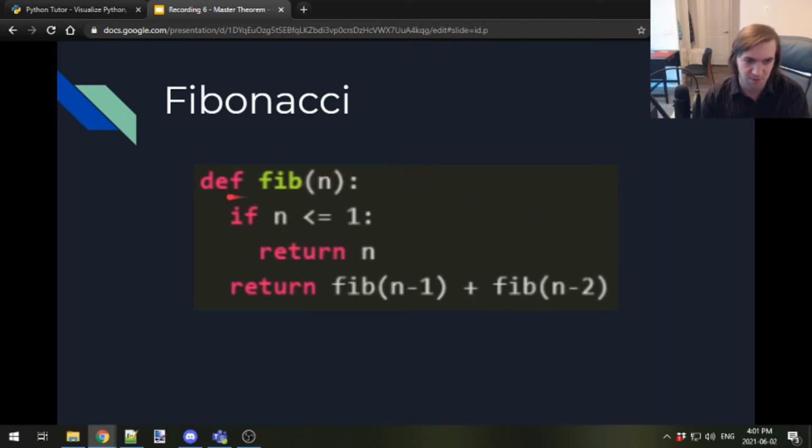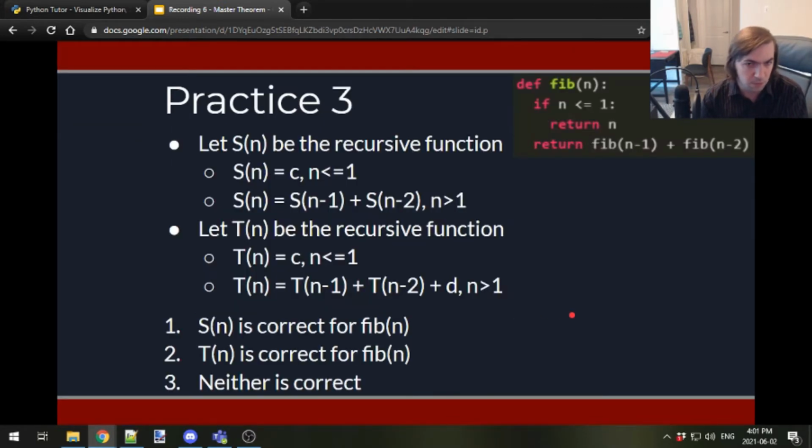So here is a very simple piece of code that computes it. If n is less than or equal to 1, it's just n. Otherwise, it is the sum of the previous 2. Very, very short. Now, given that code, let's suppose s of n is the recursive function where it's c if n is less than or equal to 1, and it's s of n minus 1 plus s of n minus 2 where n is greater than 1.